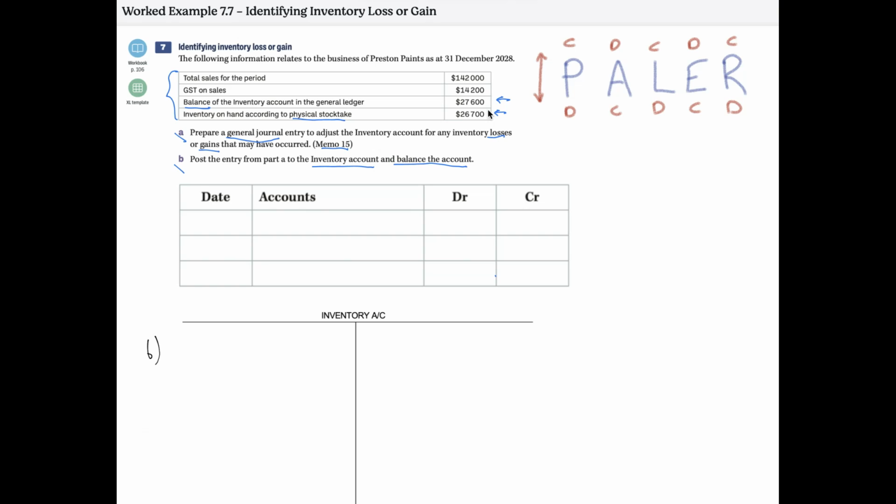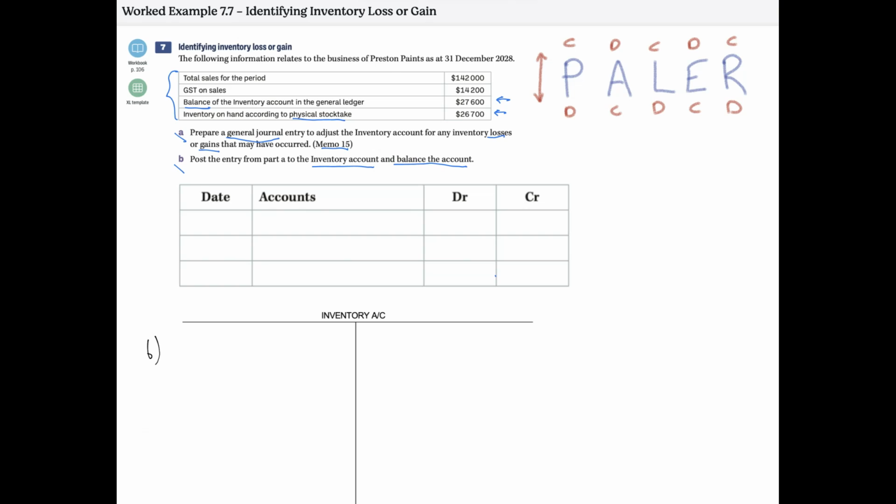So we have to take into consideration our knowledge of inventory count to work out whether we had a loss or a gain. We've been told our ledger says $27,600, but our count has $26,700 of inventory. And then we have to logically go, which one is more accurate, the count or the ledger? Now the count is more accurate. So we have hence lost $900.